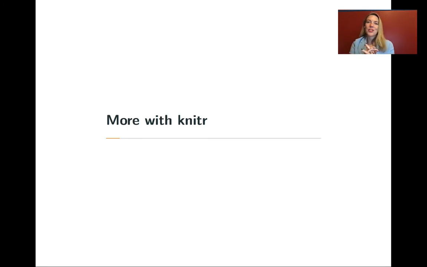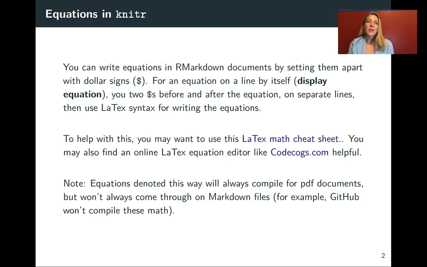To wrap up this first chapter on reproducible research, I want to talk just a little bit more about a few extras that you might want to do with knitr. So things like tables and including outside graphics or figures, and then also including mathematical equations. So let's start with this idea of including mathematical equations in knitr.